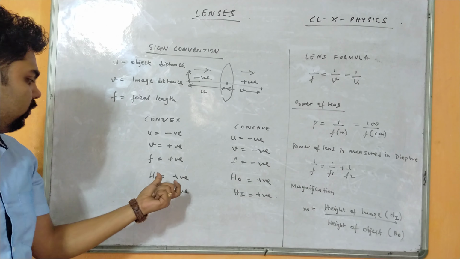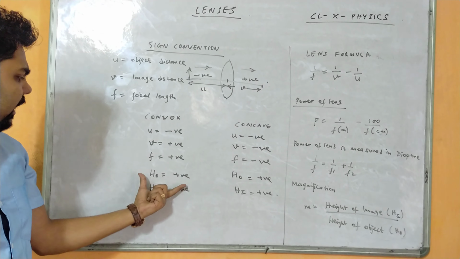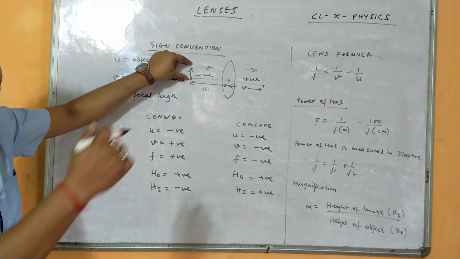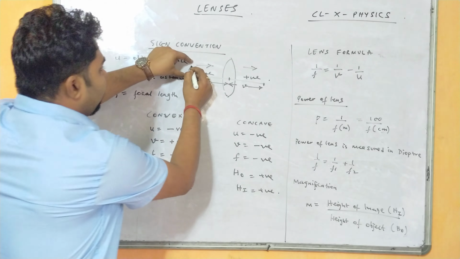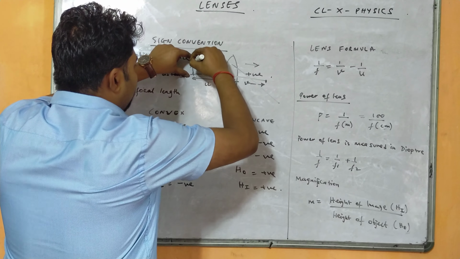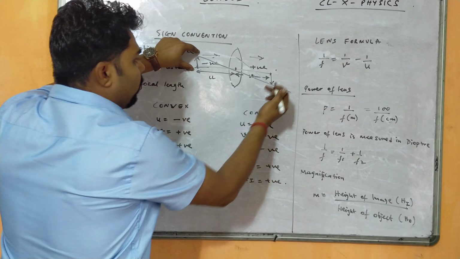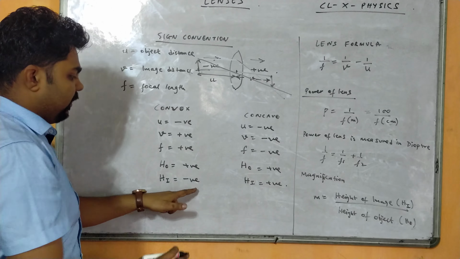Similarly, the height of the object is positive because it is on the left hand side, in an upward direction. But when it forms an image here, you see, suppose a ray of light is moving like this, it forms an inverted image in a downward direction. That's why the height of the image is said to be negative.